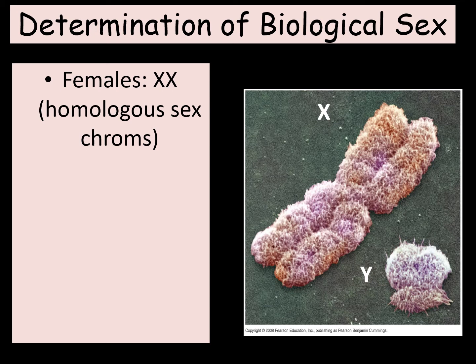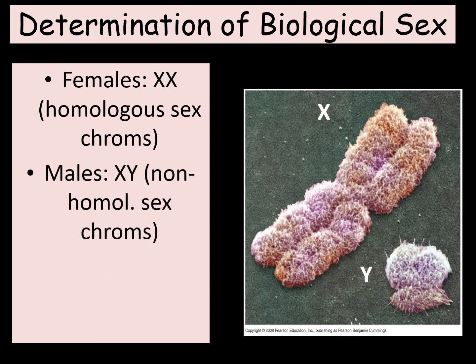So when you look at the 23rd pair, which are your sex chromosomes, females will have a homologous pair of X's. So they are designated as XX. Males, on the other hand, do not have a homologous pair, and you can see that in the pictures shown. They have an X and they have a Y.